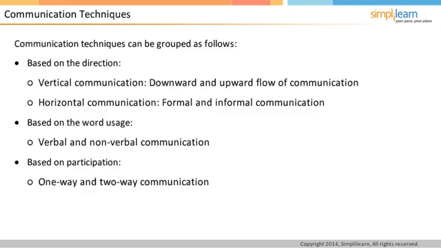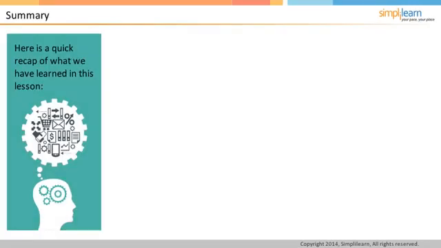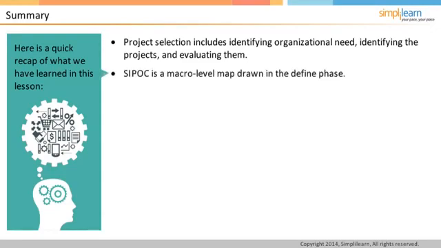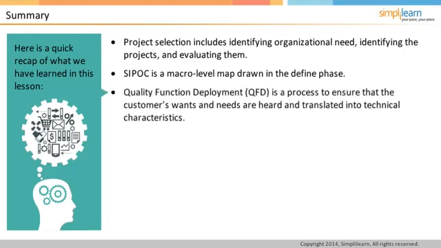Let us summarize what we have learned in this lesson. Project selection includes identifying organizational need, identifying the projects, and evaluating them. SIPOC is a macro-level map drawn in the define phase. Quality function deployment, QFD, is a process to ensure that the customer's wants and needs are heard and translated into technical characteristics. Project documentation refers to creating documents to provide details about the project.